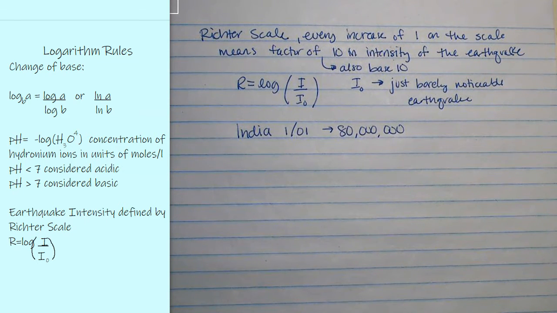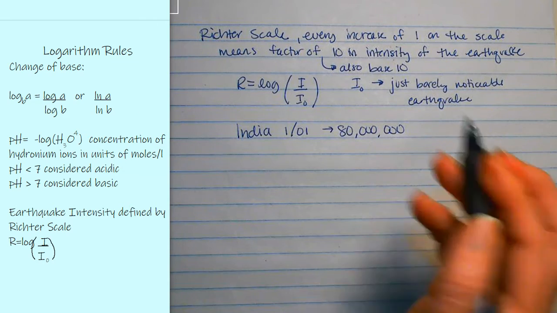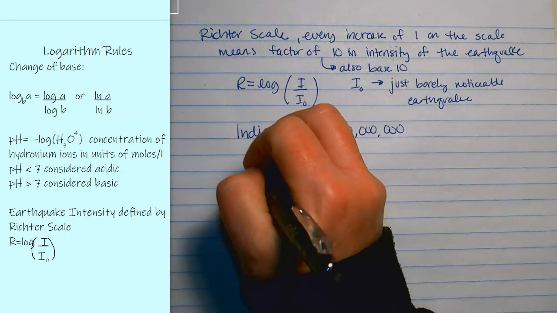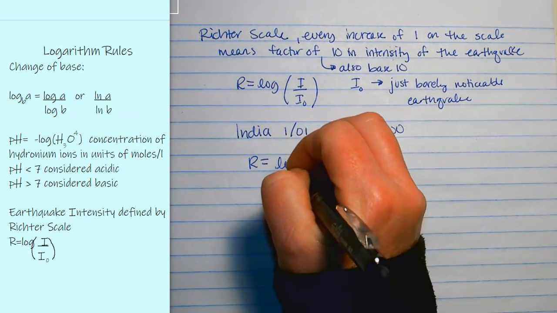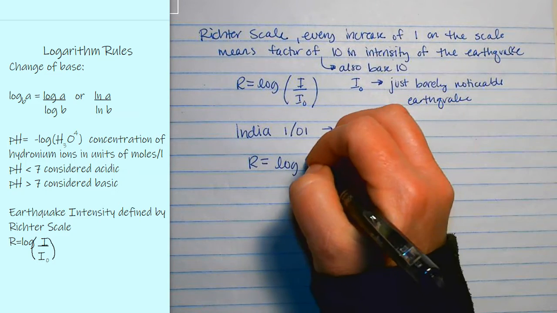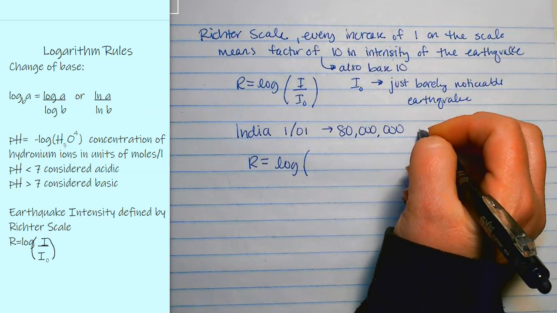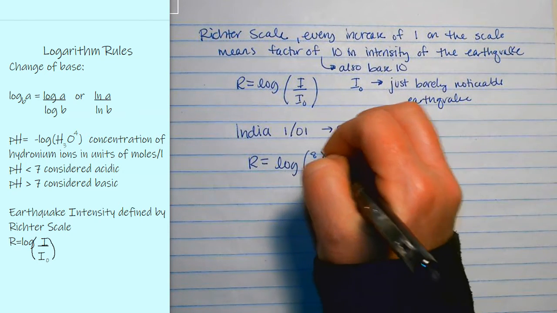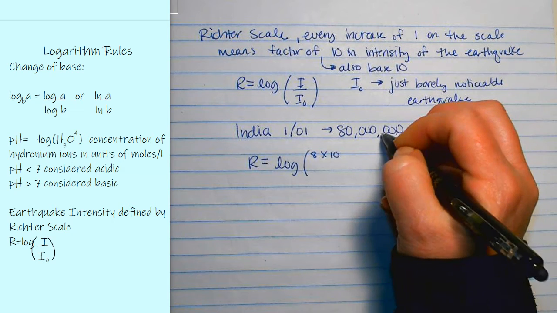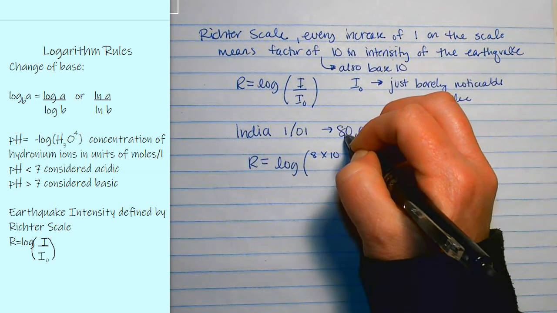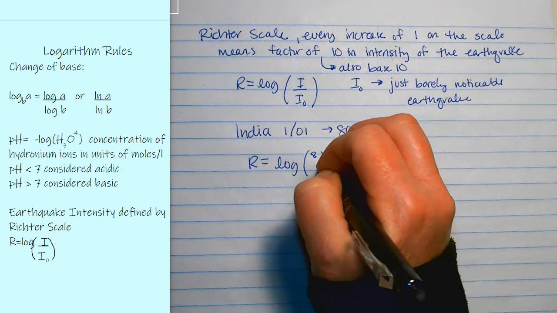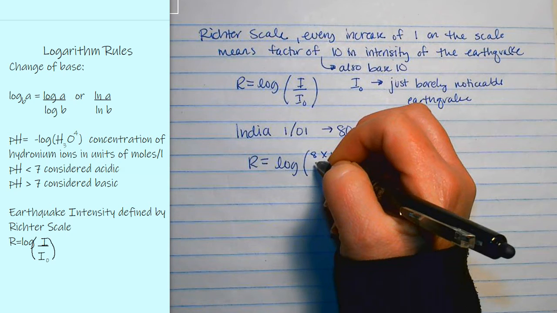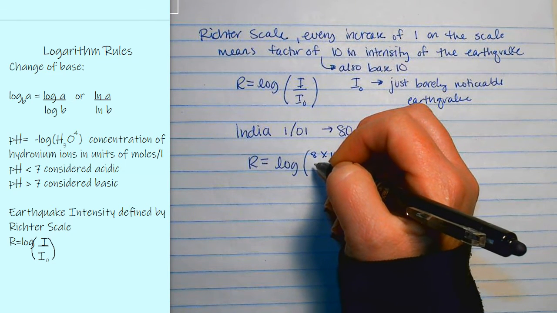So how do we calculate that on the Richter scale? The equation is the Richter scale equals log of the intensity given. So this is 80 million. This is going to be 8 times 10 to the 7th, over I sub 0, which is just 1.